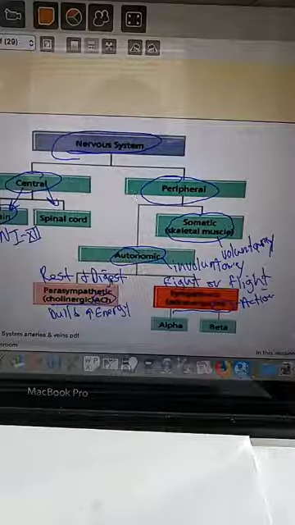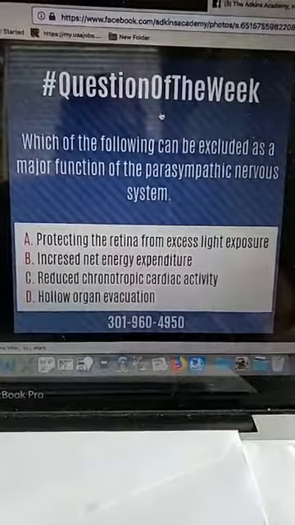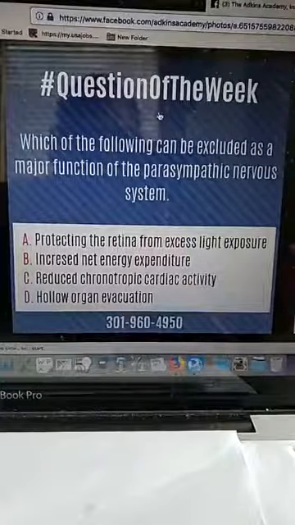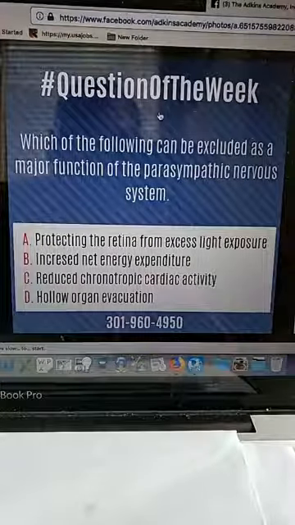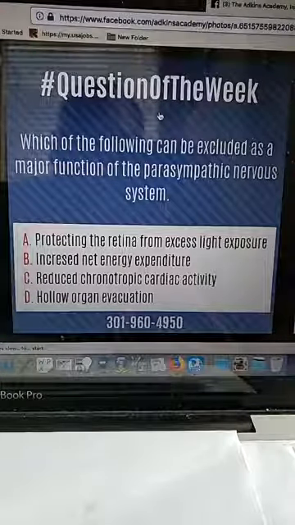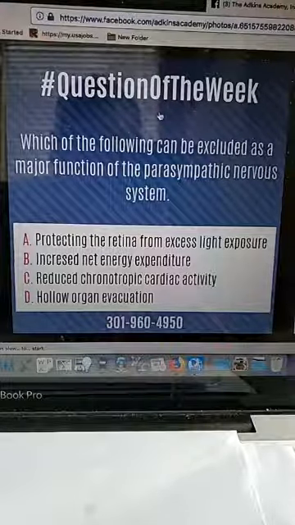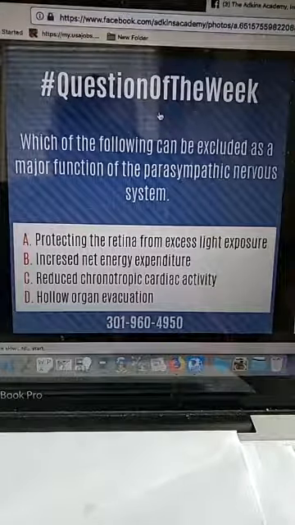And so if we go back to the question here, what the question is asking us for is which of these is most associated with the parasympathetic nervous system. So protection of the retina with excess light exposure, right? Increase in net energy expenditure, and so are we going to increase our energy, or are we going to decrease our energy with the parasympathetic nervous system?